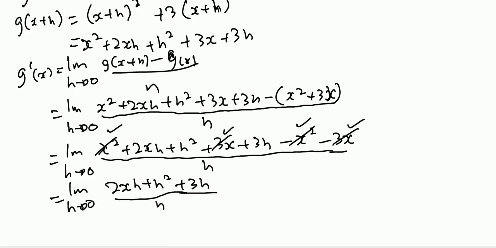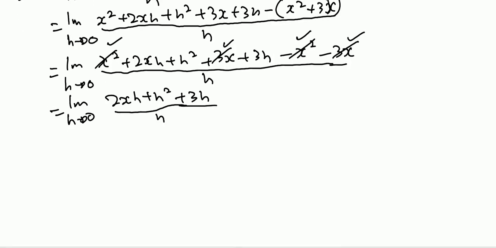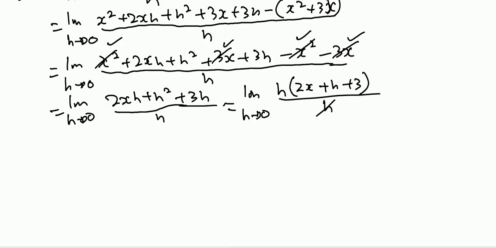all over h. So remember, in this step, I said you don't take out the highest common factor. You take out the common factor of a single h. That means it's the limit as h approaches 0 of, taking out a common factor of a single h, 2x plus h plus 3 all over h. Then this h cancels this h. You are left with the limit as h approaches 0 of 2x plus h plus 3.